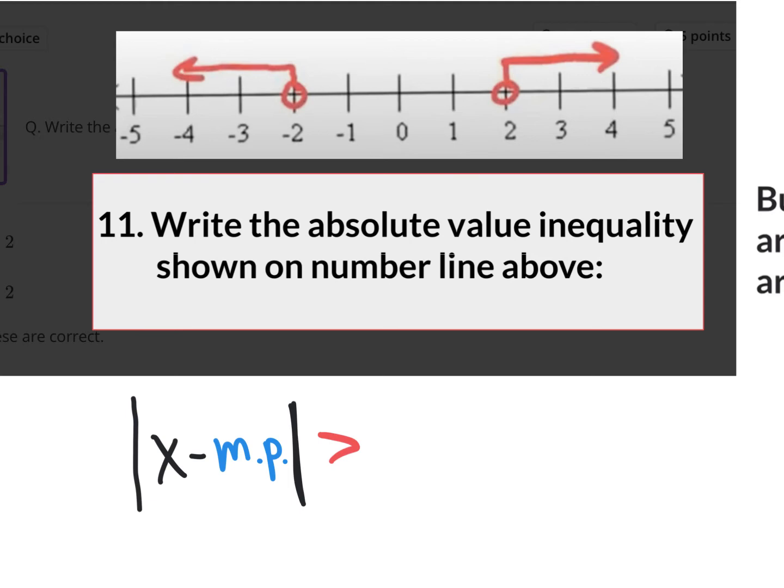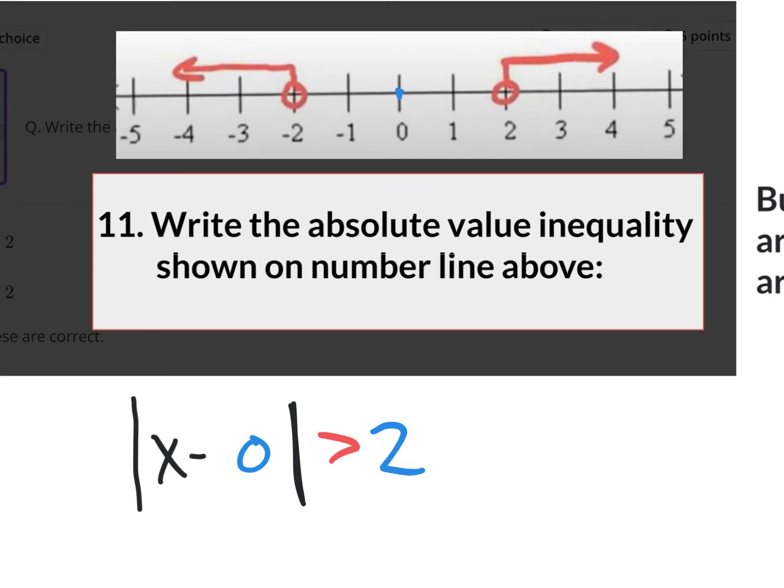So instead of writing the MP, let's actually plug in that midpoint value. And we said that the midpoint value is 0. And instead of writing distance from point to midpoint over here, let's actually find that distance, which is 2. So this is your absolute value inequality that's represented above.